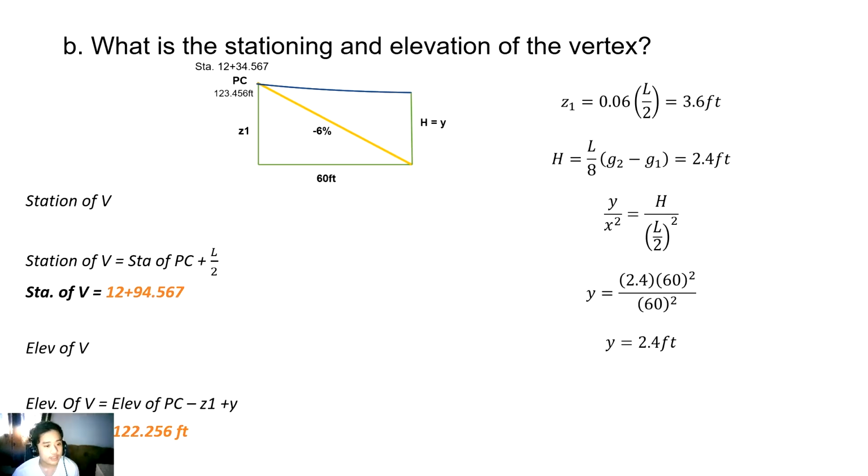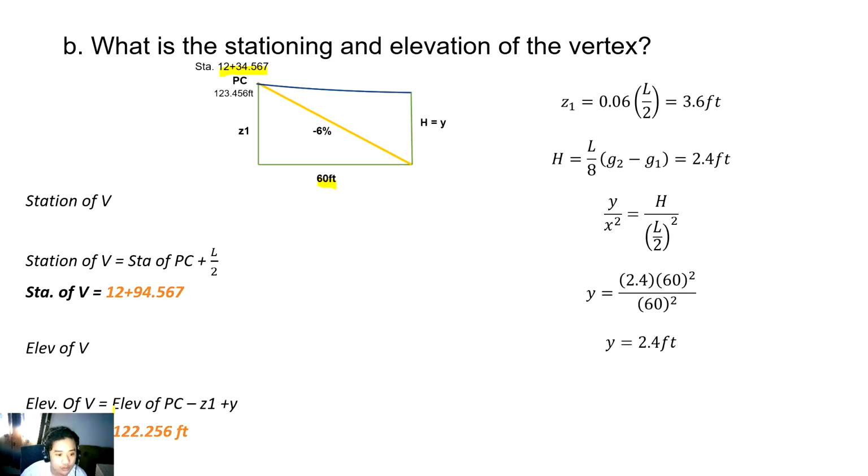So, para sa station of B, ang gagamitin natin formula is station of PC plus L over 2. So, station of PC, ano nga ba ang station of PC natin? This one. Okay, wait lang. So, ito yung station of PC natin. So, 12 plus 34.567 plus L over 2, which is ito, 60 feet. So, having that, makukuha natin yung station of B natin na 12 plus 94.567.